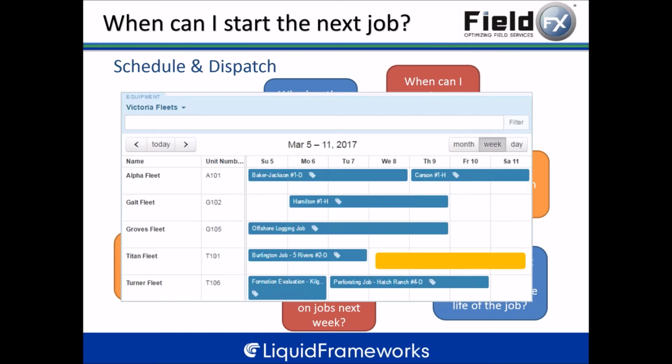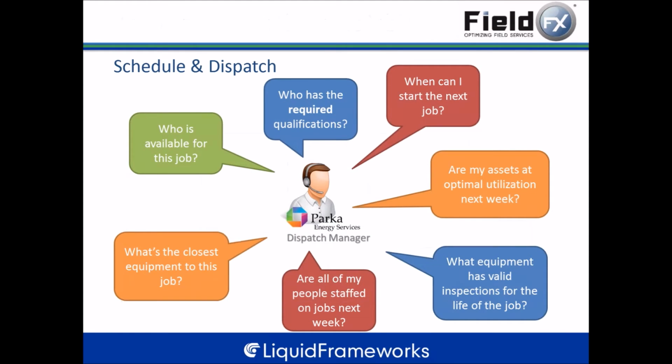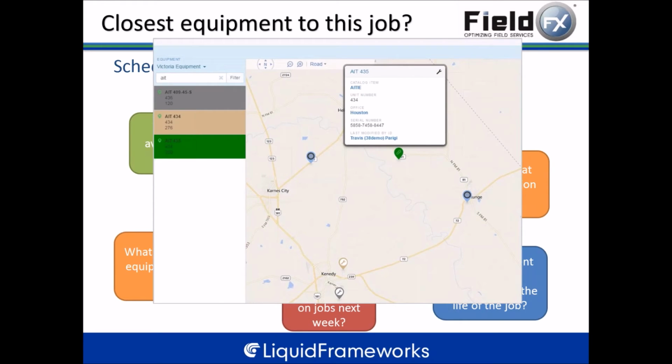If we take a look at the next example that I have, let's look at this question related to what's the closest equipment to the job that I'm focused in on. And in this case, I'm looking at this job that's being done out of Runge, Texas, down in the Eagle Ford, and I know that I need an AIT tool on there. And in this case, I can graphically see that my closest AIT tool is tool number 434, and it is very close compared to the other tools that I have in the area.